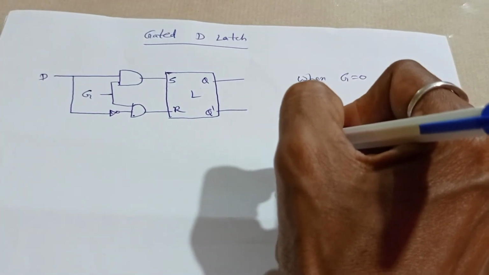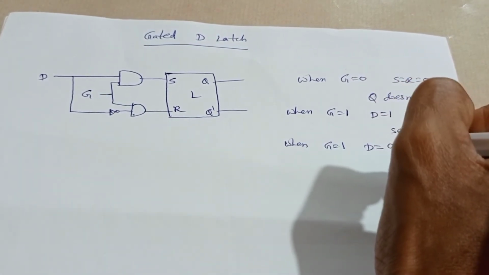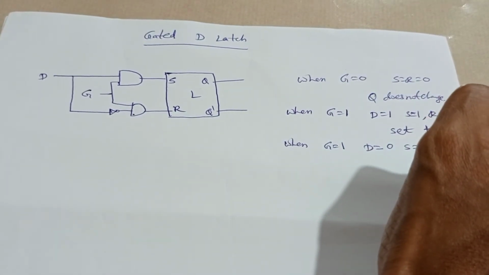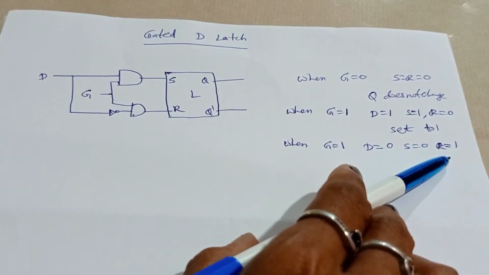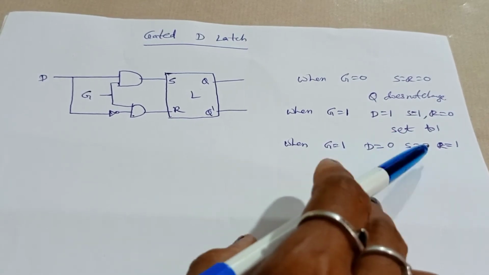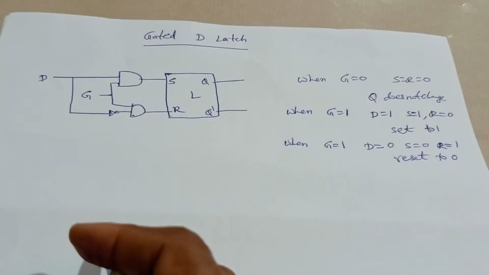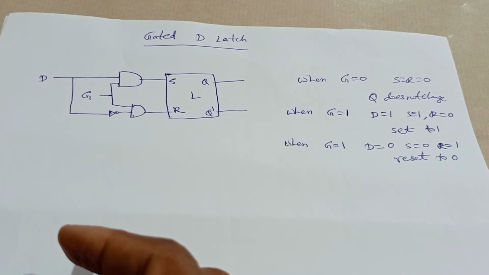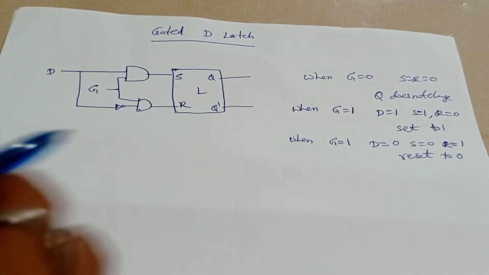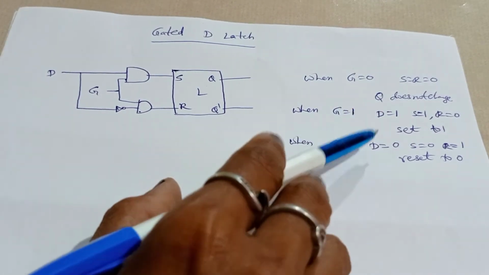Now same as when G is equal to 1, D is equal to 0 and S is equal to 0, R is equal to 1. That means in SR latch S is equal to 0, R is equal to 1. And now considering D is 0, S is equal to 0, this means reset to 0. In other words, we can consider as G is equal to 1, the output follows, that is output Q follows the D input.